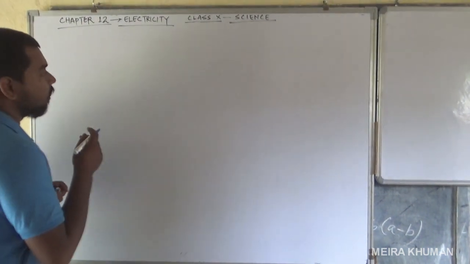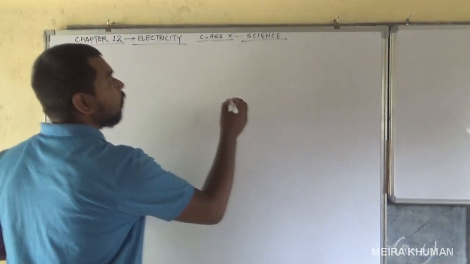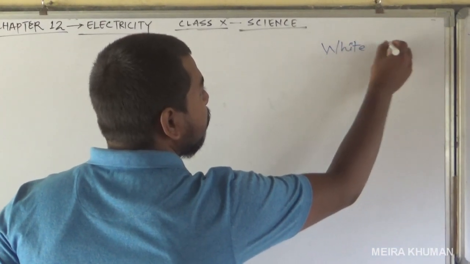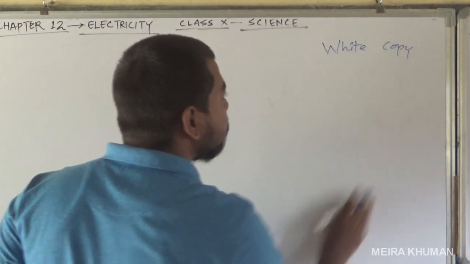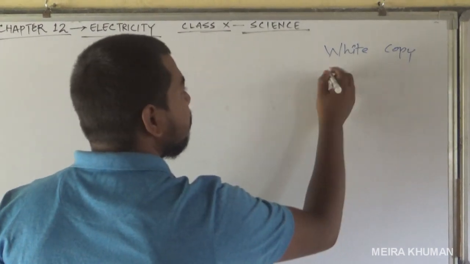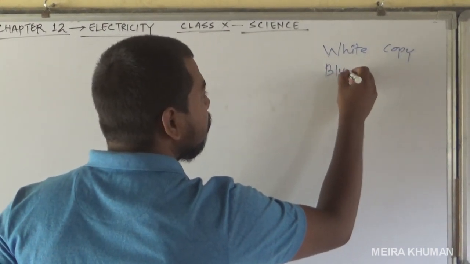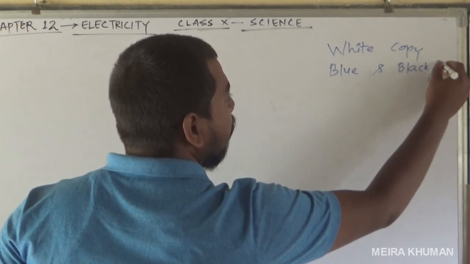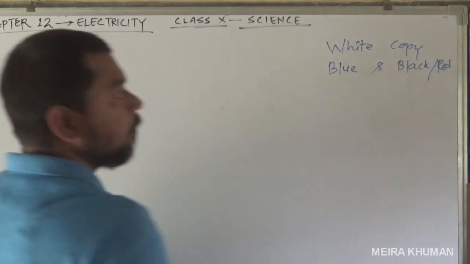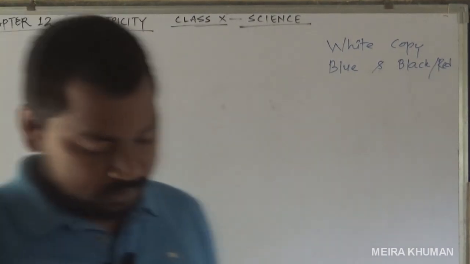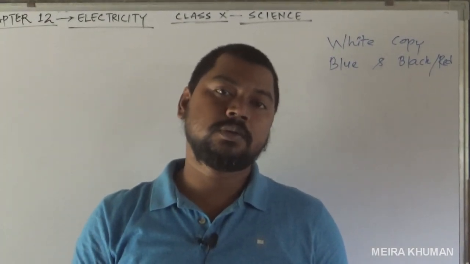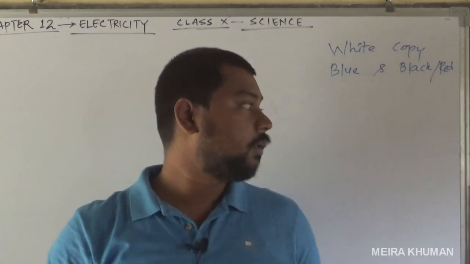For note making, you must have a white copy. Okay, the copy has to be what? White copy, and you should have at least two colored pens. One is blue, another should be black or red. That is up to you people. These are the simple rules that we must follow to get the most out of our lectures.